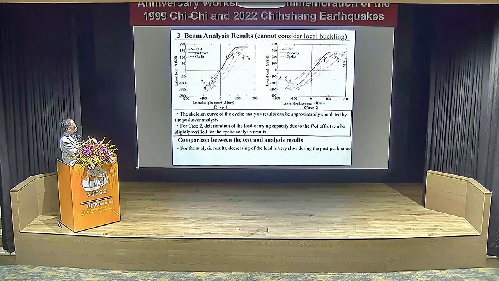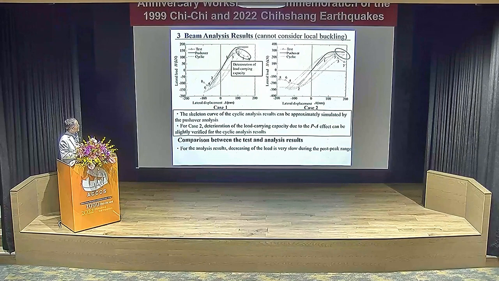Yeah, it's almost the same. But for case two, the deterioration of the load carrier capacity due to the P-delta effect is a little different. It can be slightly verified for the cyclic analysis. But in the comparison between test and analysis, we can say that for the analysis results, the decrease of the load is very slow during the post-peak range, at larger scale.